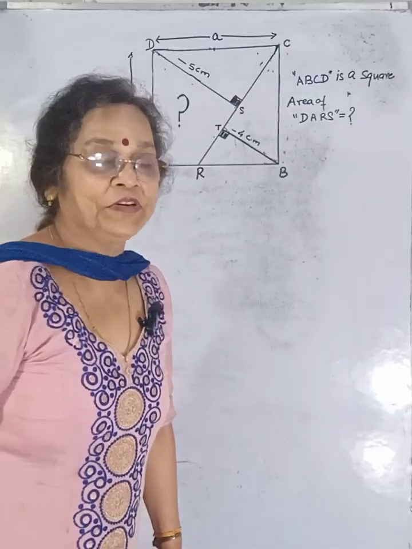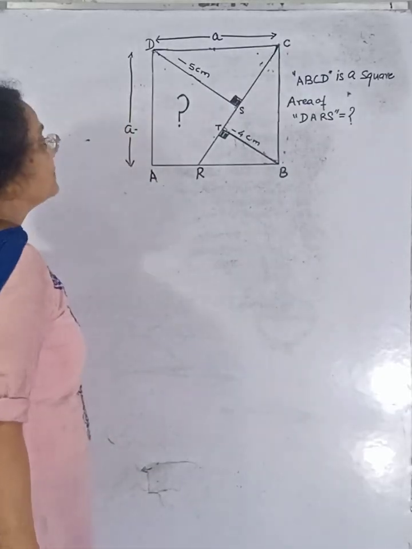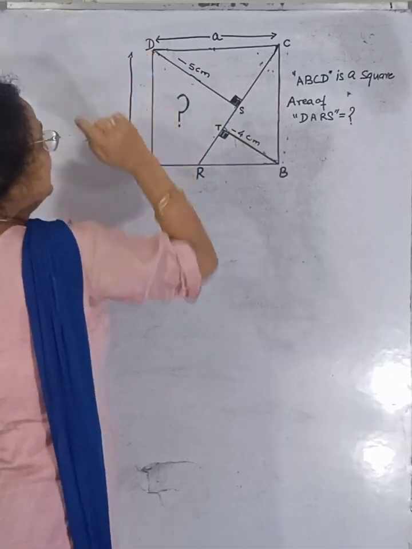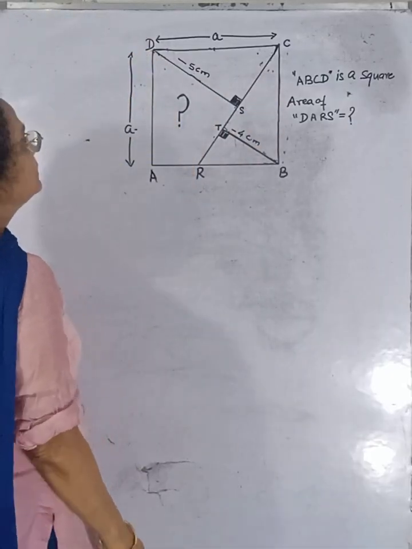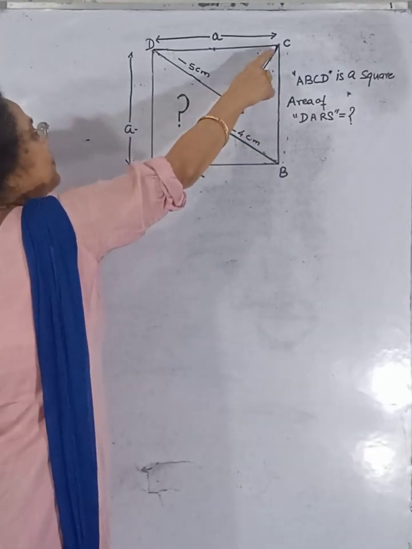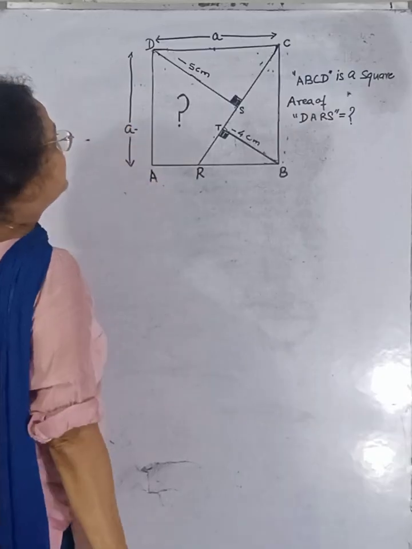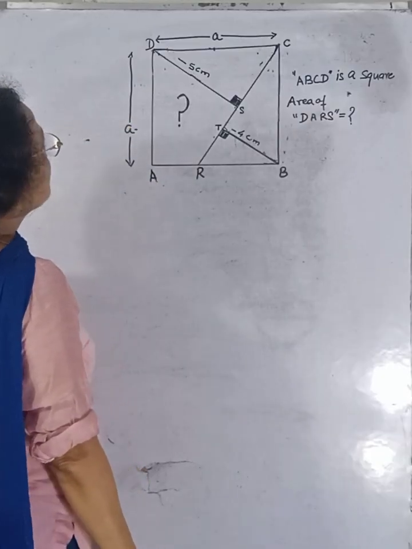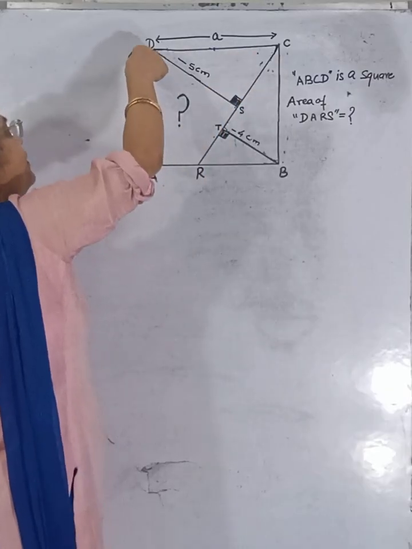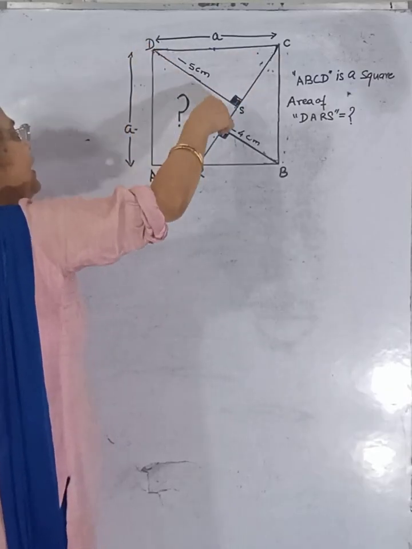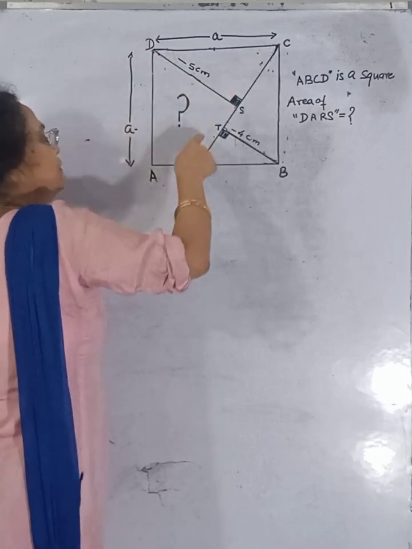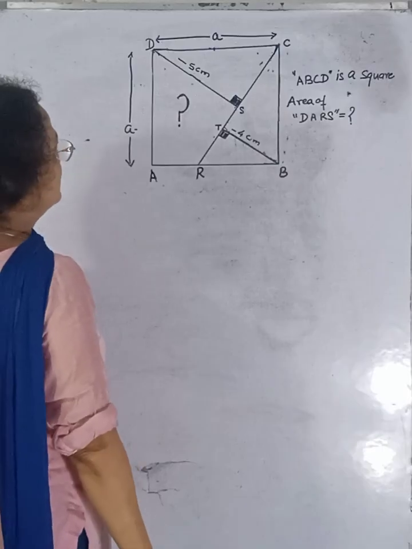Today is a very interesting question about a square. We are given a square ABCD, in which R is a point on AB joined to the corner C. Then on this CR, a perpendicular is drawn from point D at S. DS is perpendicular to CR.